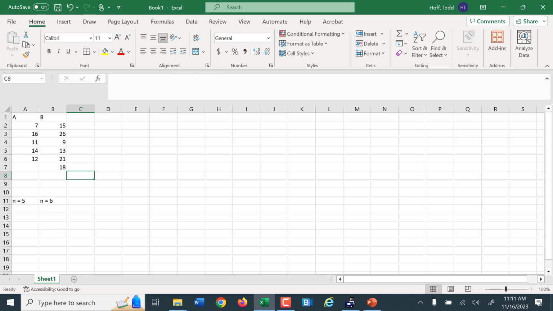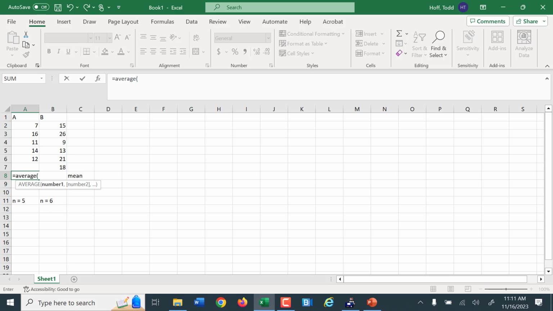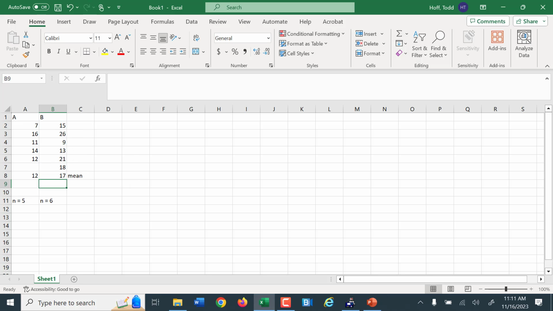To find the mean, the command, and I hate that this is the command because we try to avoid this word in statistics, but the command that Excel uses is average. So we hit equals average. There we get the mean of 12 for those. Equals average here. This will give us a mean of 17 for that data set.